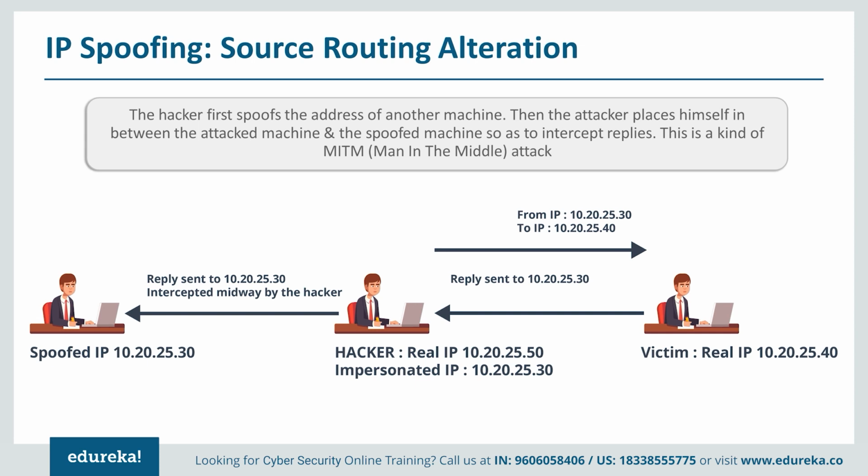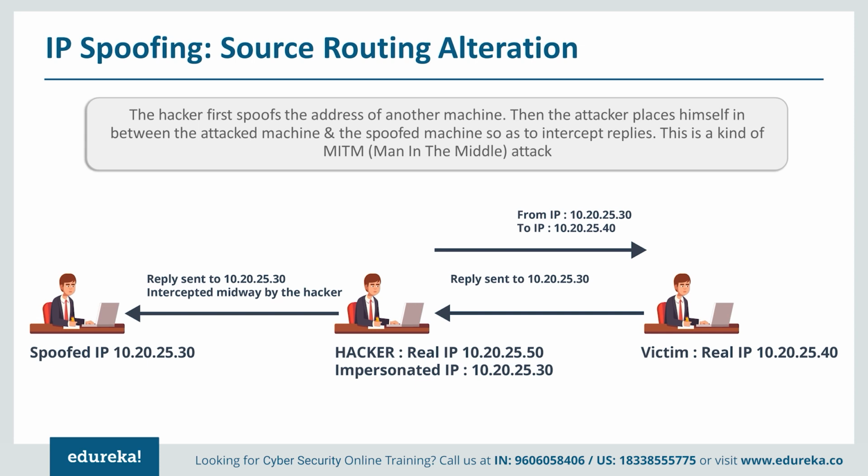The person on the left, the spoofed IP is 10.20.25.30. Actually, the attacker's real IP is 10.20.25.50. This is the IP address of the attacker. And he impersonates, he makes a spoofed IP of the same person, and he sends a wrong message or forwards a wrong packet, he targets something in the network. Even a simple ARP request or ping request can be created on behalf of this spoofed ID.